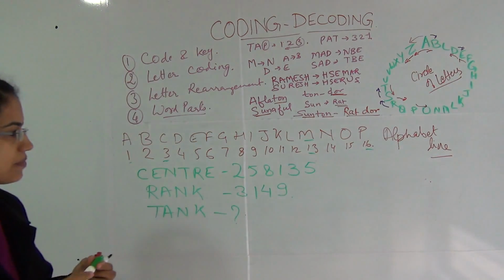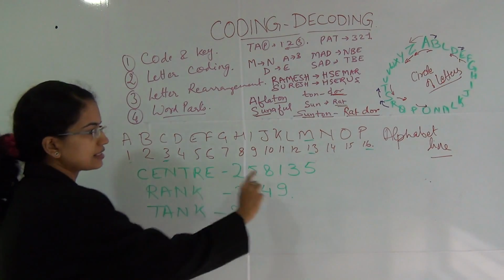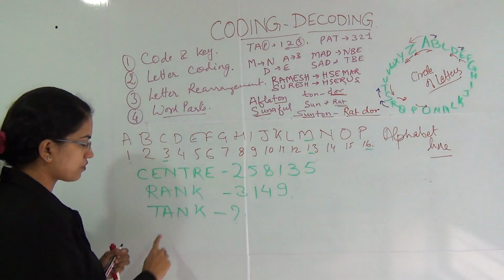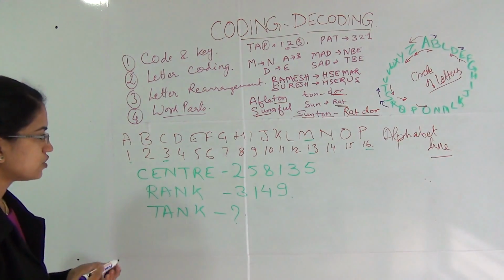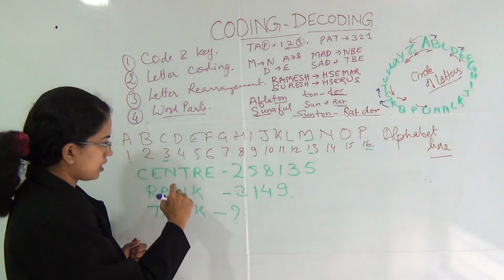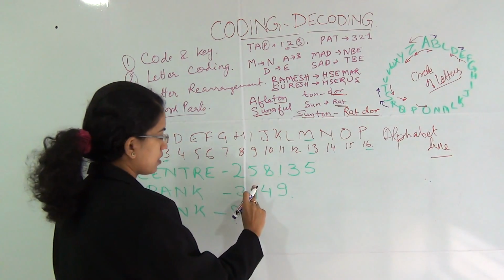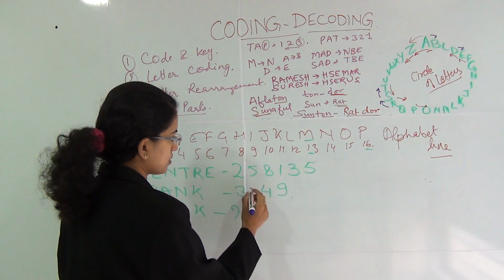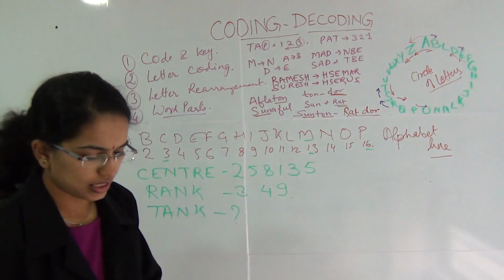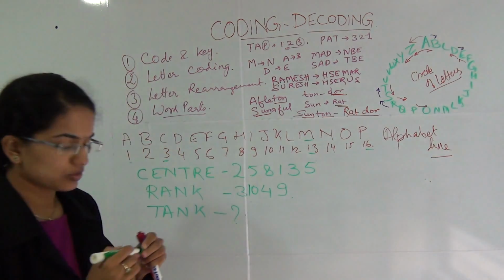Okay. So what I am trying to do in this question is, if center is written as some numbers, and rank is written as another set of numbers, what would be tag written as? So first of all, I try to find out T here, it should be 10. Mistake. What I am trying to do is, I am trying to explain you something.